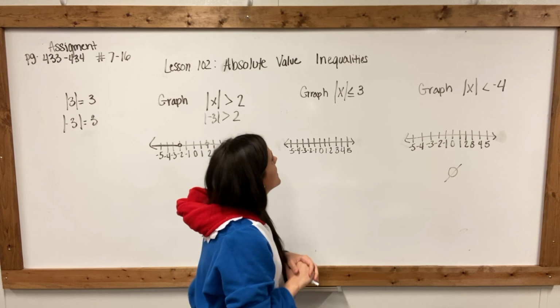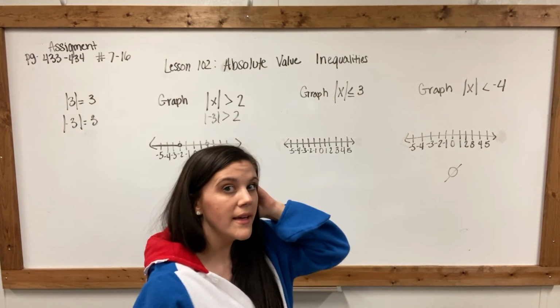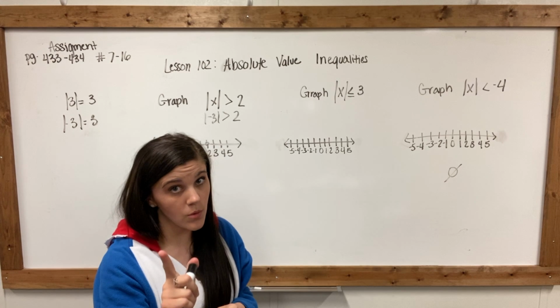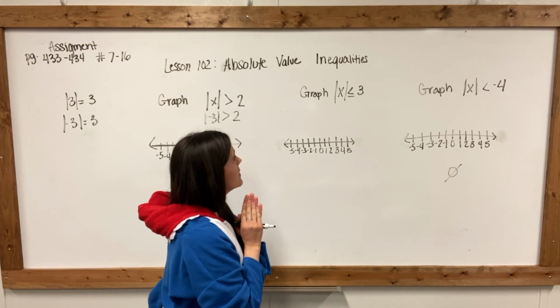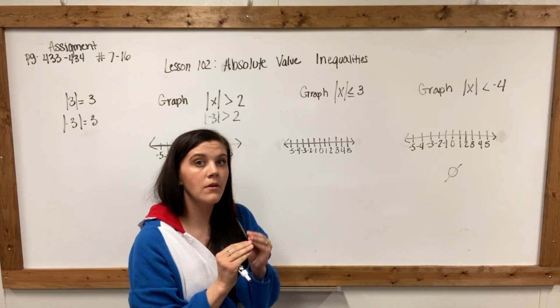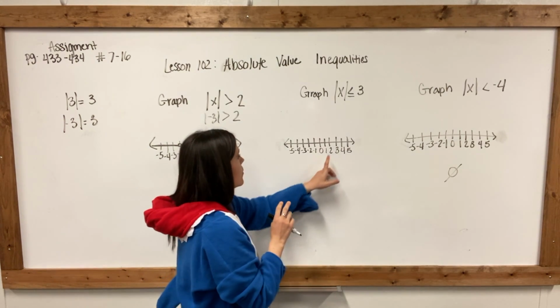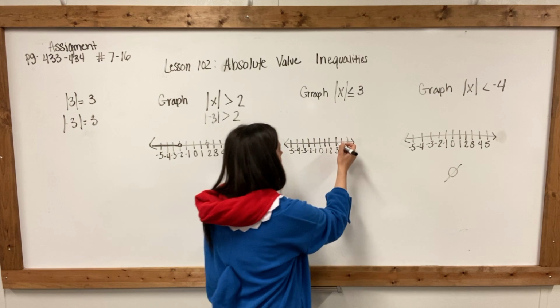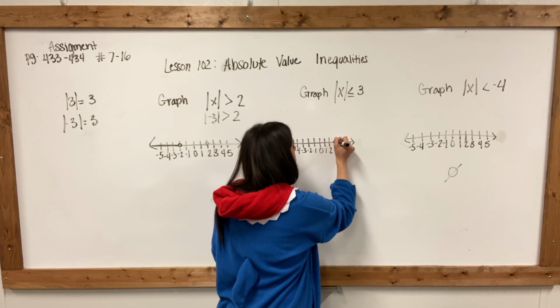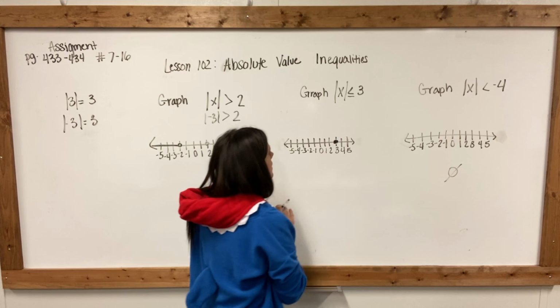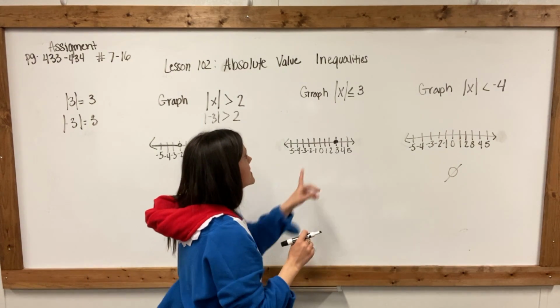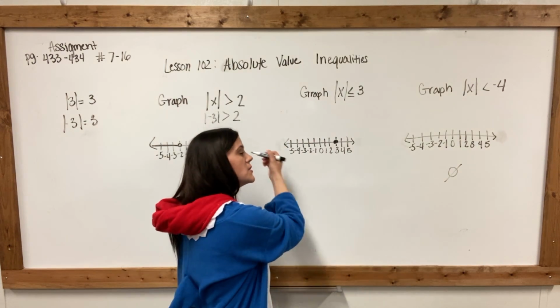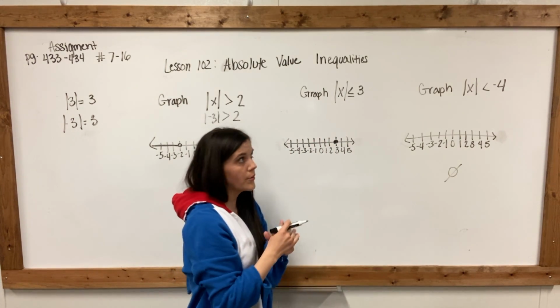This time we are graphing the absolute value of x is less than or equal to 3, okay? So think about everything that is less than 3. So we're going to be shading this direction this time, but this time it is equal to, so we're going to fill in that circle on the 3. So it's less than or equal to 3. Okay, this time we know it's going to be shading this way because it is less than 3.